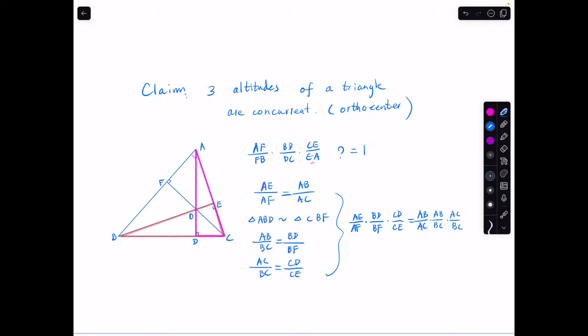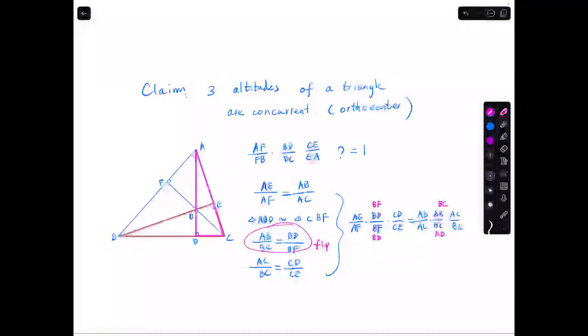All right, so we have to flip. Let's flip this, because this won't cancel, right? So we're going to choose this to flip, in order to cancel this. So AB over BC here, we're going to flip it, right? So it's going to be BC over AB. And here BD over BF, we're going to flip it, right? That's going to be BF over BD.